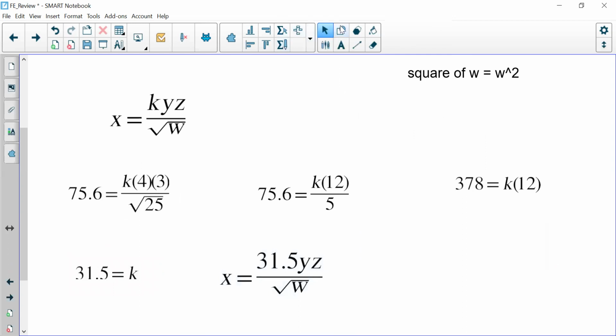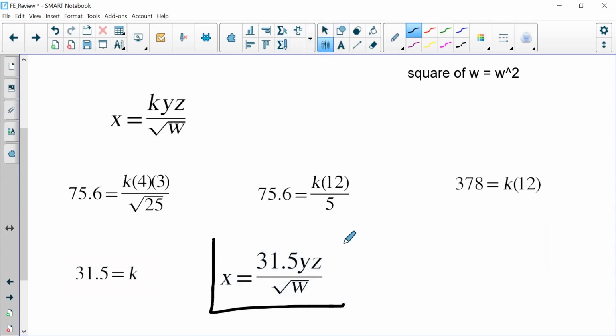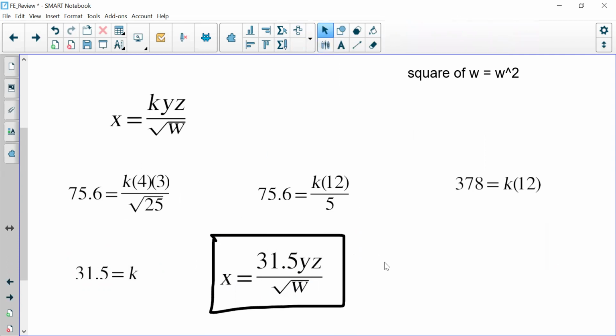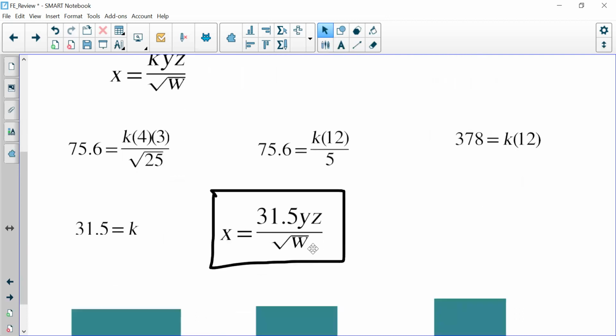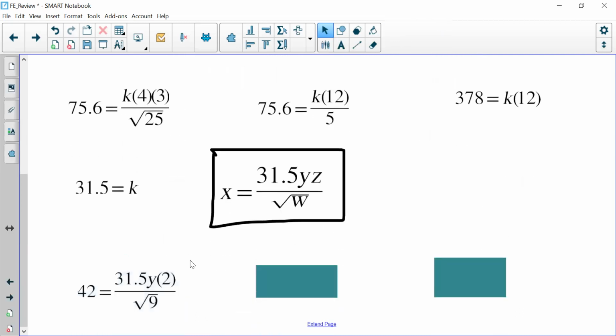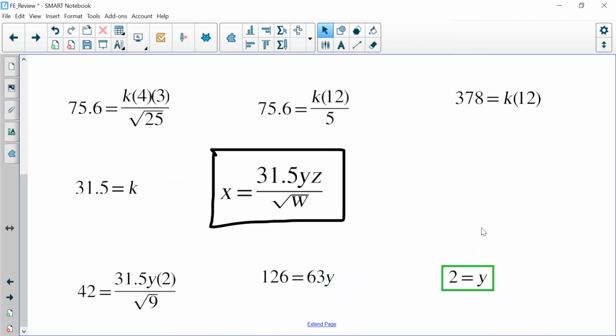So this is the equation with all the numbers in it. And now remember the final question was, what's y when x is 42, when z is 2, and w is 9? Well, now we have the formula, so we just replace w with 9, we replace z with 2, and x with 42, and we just solve. So root 9 is 3, so I'm going to multiply both sides by 3. That gives me 126. 31.5 times 2 is 63. Divide both sides by 63, and we get our final answer. Y equals 2.